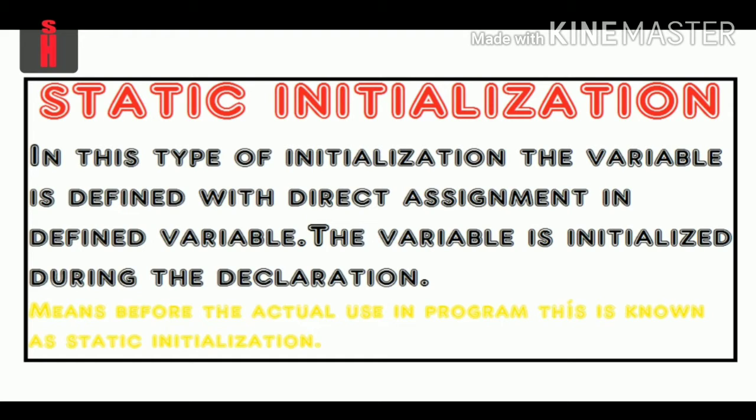The variable is initialized during the declaration, meaning when the user is writing a program and declaring a variable, for example a, he or she has to initialize the variable at the declaration time, not at the execution time or runtime. That is known as static initialization. Static initialization is important while writing the program, in which it is important to assign a value to the variable at the declaration time.